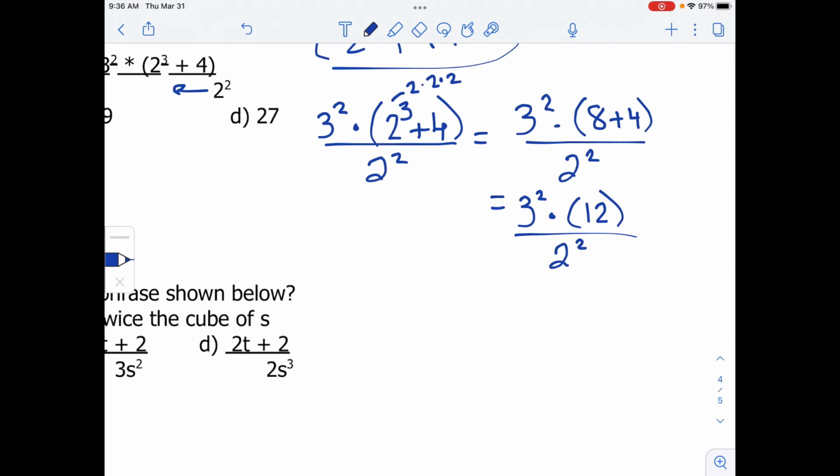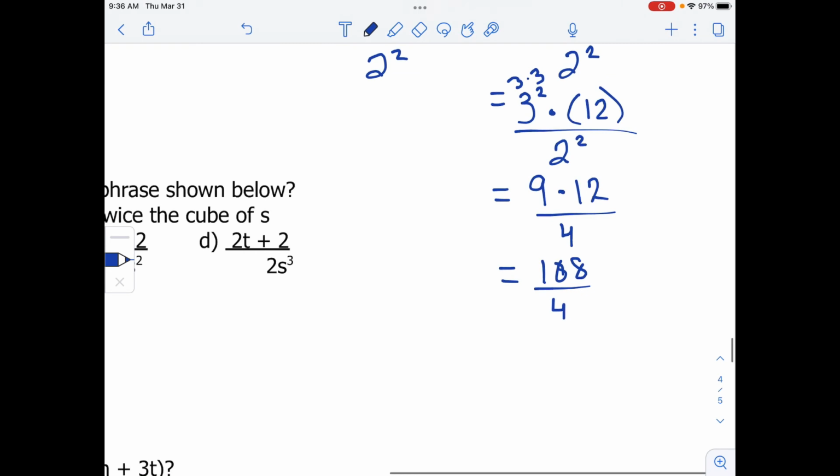Next, we're going to do the exponents. So in the numerator, 3 to the second power is 3 times 3, which is 9. Sorry. So 9 times 12. And then in our denominator, we've got 2 times 2, which is 4. All right, in our numerator, 9 times 12 is 108. And 108 divided by 4 would be our last step.